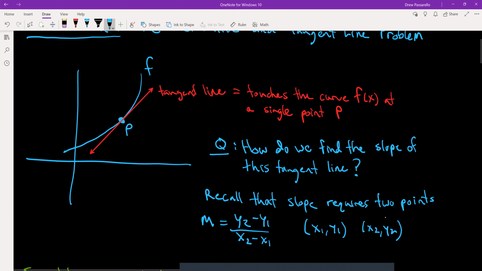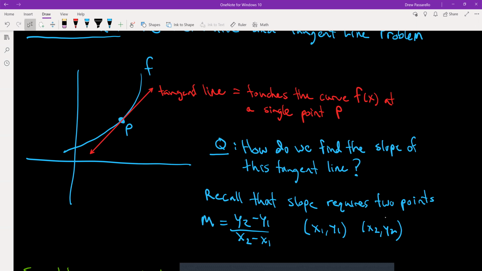So the idea is you have a tangent line to some curve f, and that tangent line I'm showing as the red line. And all a tangent line means is it touches the curve at a single point. And in this case, the single point is P. And the question we're asking is, how do we find the slope of this tangent line?